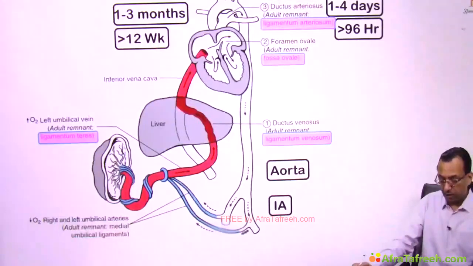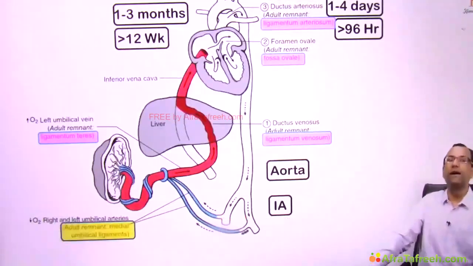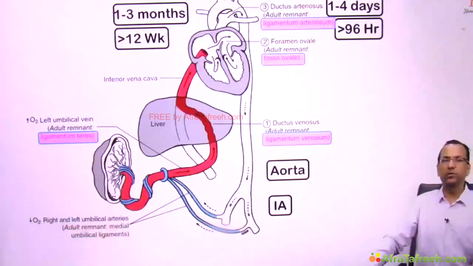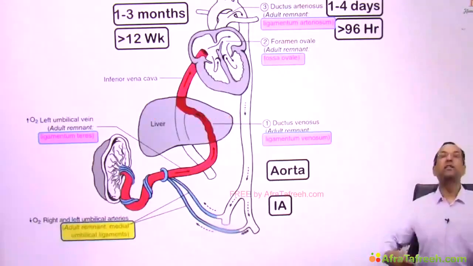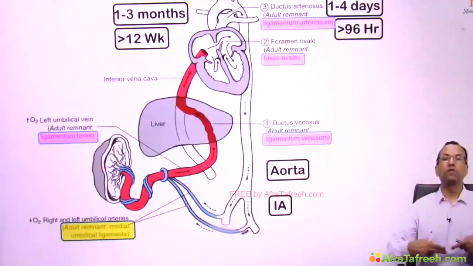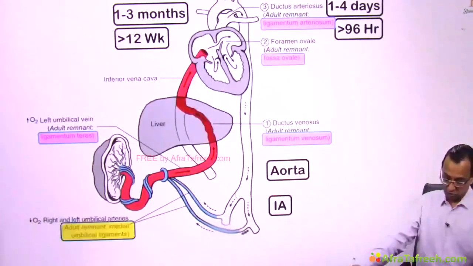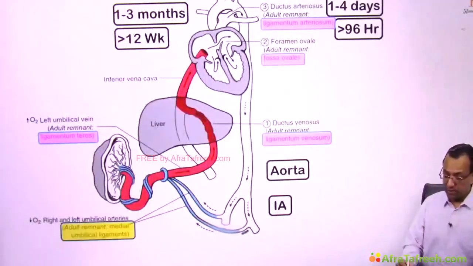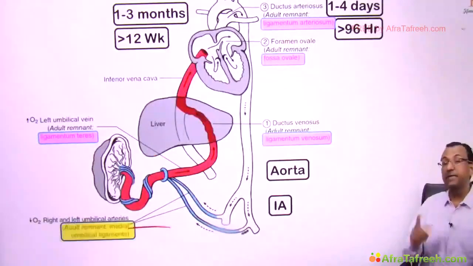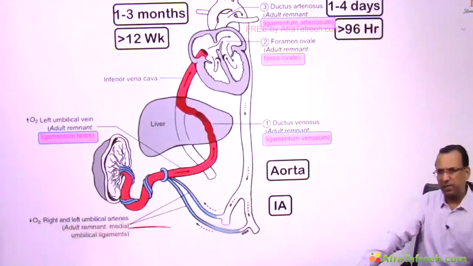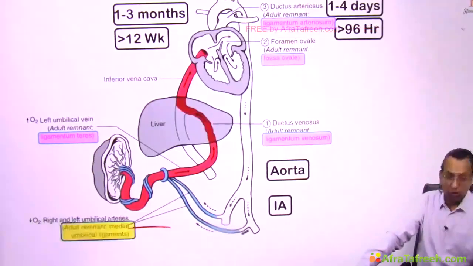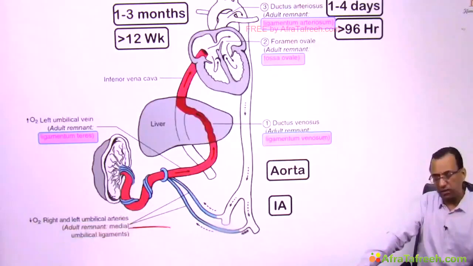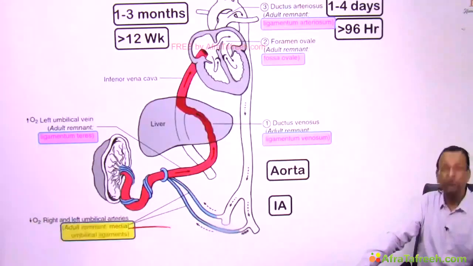And then, what is the adult remnant of the umbilical arteries? Umbilical arteries form some ligaments running towards the umbilicus. And what are those ligaments called? They are called the medial umbilical ligament. There's a median also. This is not N, this is L, medial. So medial umbilical ligament, yes, going towards the umbilicus and carrying the umbilical arteries towards the umbilicus.